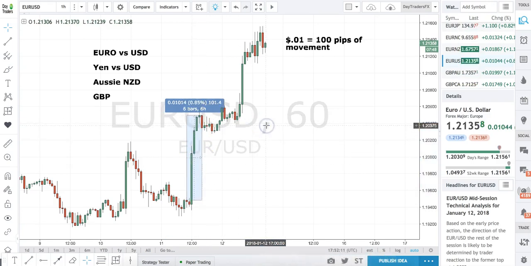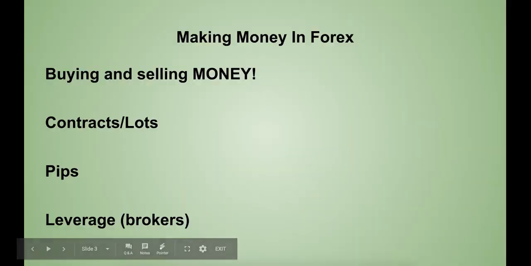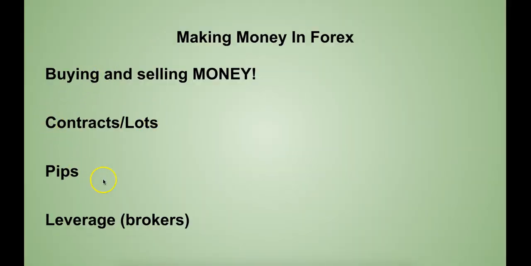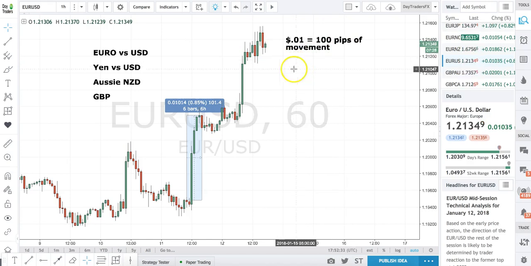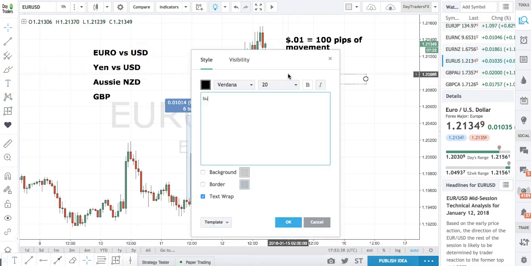Now, how do we put this all together? Remember, we're going to be talking about contracts, lots, pips, brokers, all of this stuff. So there's a pip. A pip is just a hundredth of a penny of movement. One pip is 1/100th of a cent, and that gets our bearing for how we're going to measure all of this stuff. So the next thing that we do is we would buy a contract or lot.